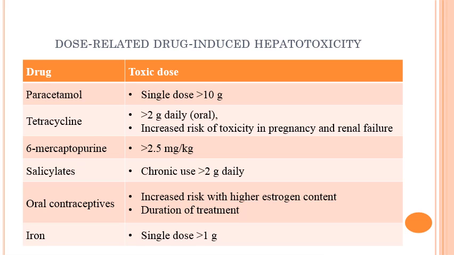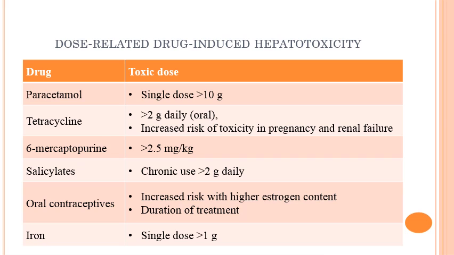The tetracycline, if taken more than 2 gram daily through oral route, can damage the liver, and this risk of toxicity will be increased in pregnancy and if the patient is already suffering from renal failure. The 6-mercaptopurine that is used in the treatment of cancer, if taken at a dose of more than 2.5 milligram per kg, can damage the liver as well.